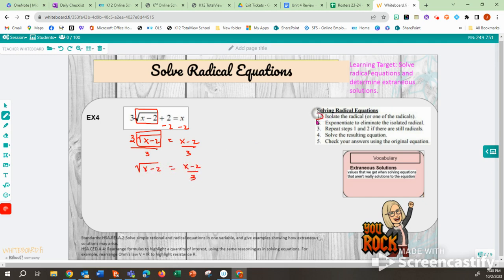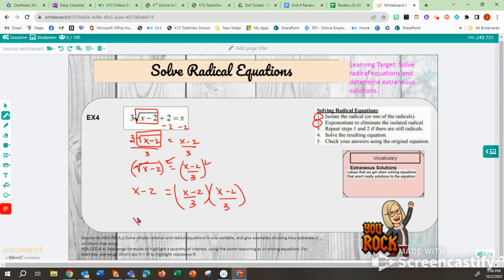That's our first step. Then we're going to exponentiate. So we have a square root here, so we'll square both sides. The square and the square root will cancel each other out, and we'll be left with x minus 2 on the left. And then remember, we want to write x minus 2 over 3 twice, because we've got to multiply this out.